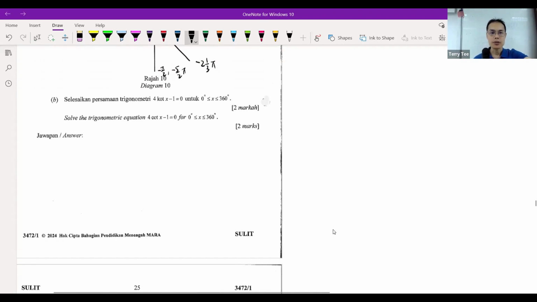To solve this trigo equation, I think we can just change cotangent to 1 over tangent. So this is 1 over tangent. The -1 I bring to the right-hand side becomes 1. Then I would just cross multiply and write tangent x equals 4. Yeah, bring the tangent over.